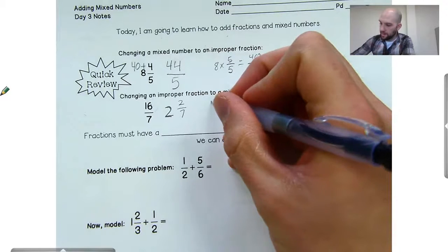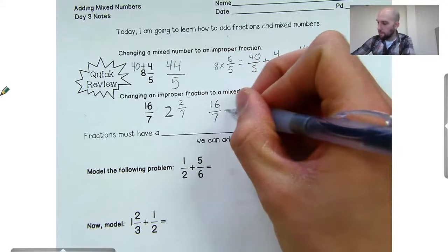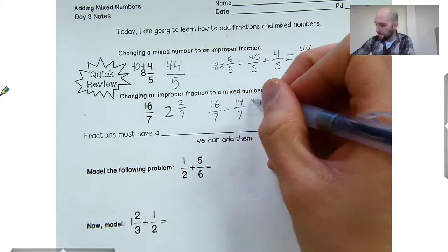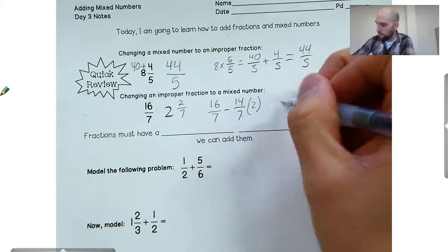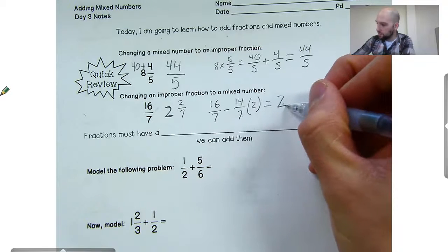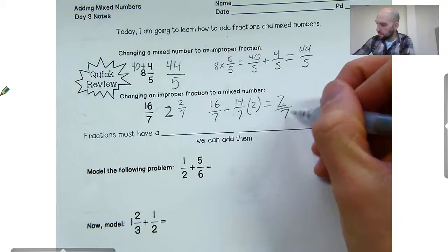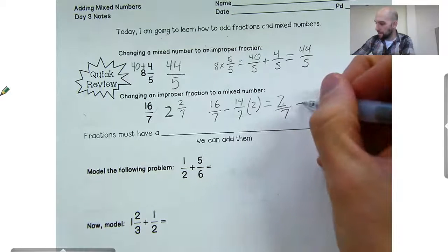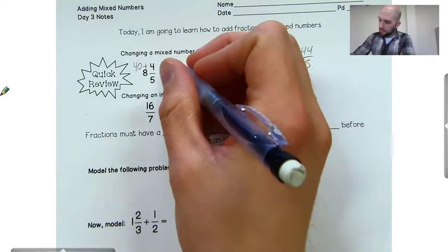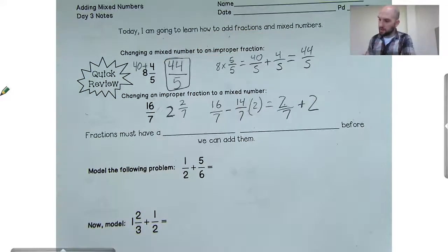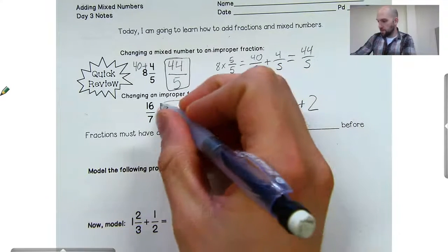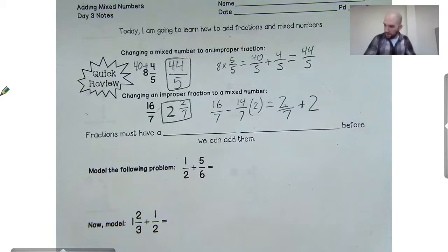So what I'm really doing is I'm taking 16 sevenths minus 14 sevenths, because the 14 sevenths is 2. And I'm going to end up with 2 sevenths. And then I still need to add back in that 2, so 2 plus 2 sevenths, 2 and 2 sevenths. So when I'm changing a mixed number to an improper fraction, I'm multiplying. And when I am changing an improper fraction to a mixed number, I am dividing.